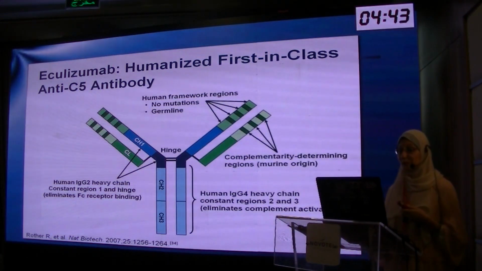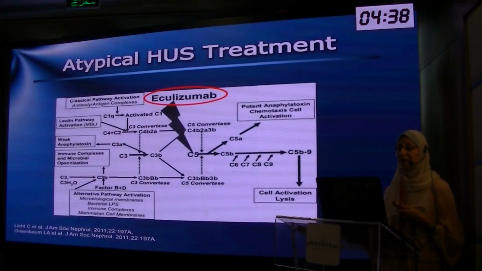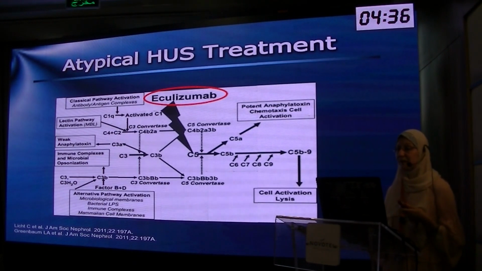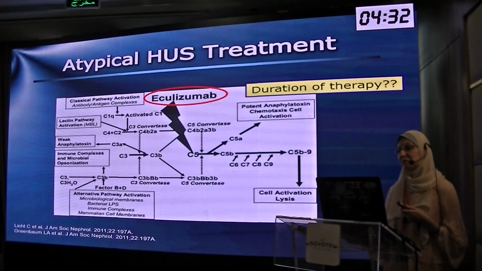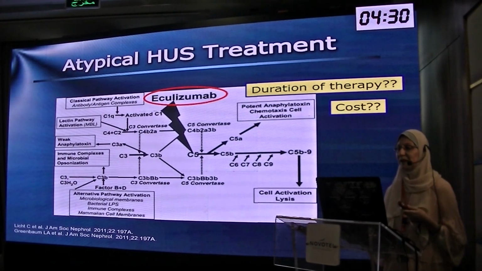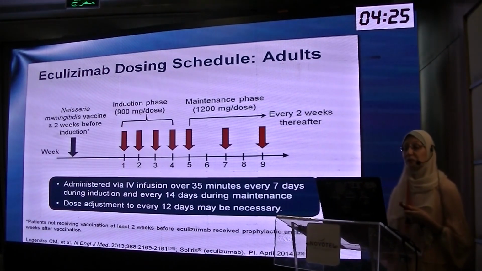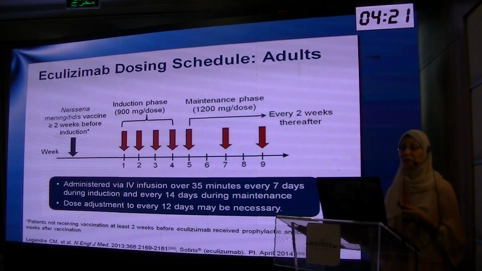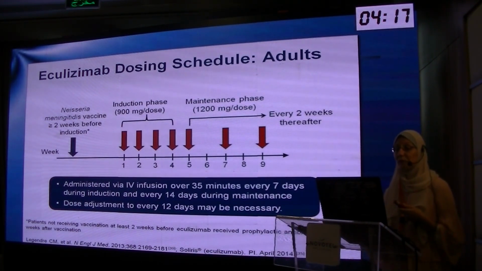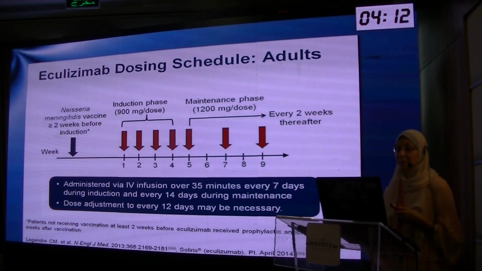So this is eculizumab, which is a humanized first-in-class anti-complement 5 antibody, and it inhibits C5 and inhibits the rest of the complement cascade. There is no consensus on the duration of therapy, and of course the cost is prohibitive. If it is going to be used, the patient will have to have a diphtheria and meningitis vaccine 2 weeks before the induction. It's given intravenously weekly for the first 5 weeks, then every 2 weeks thereafter.